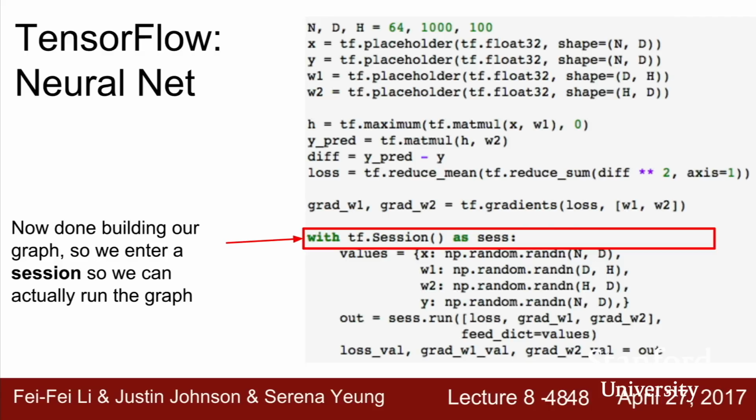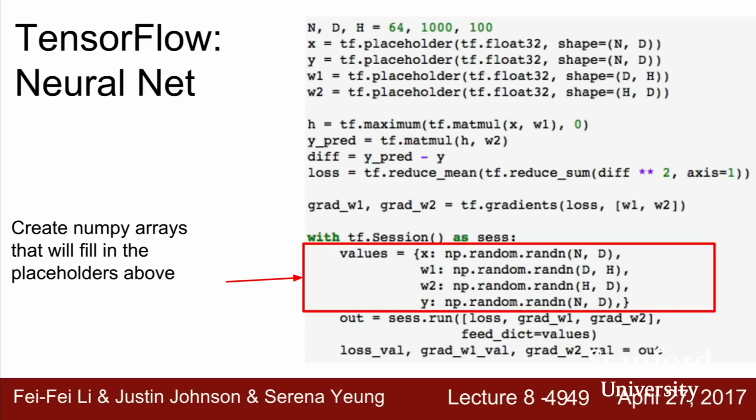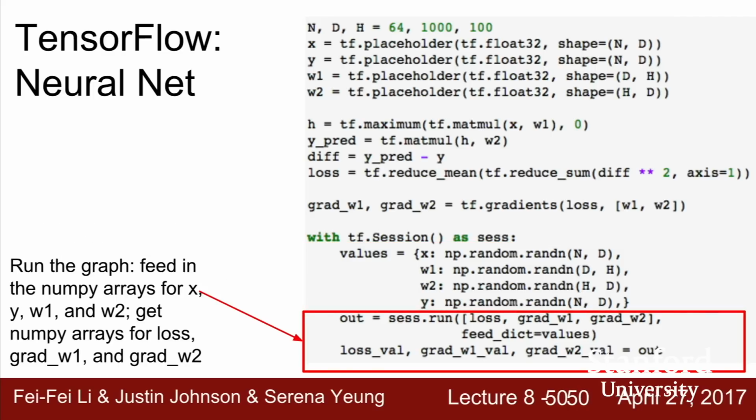So now at this point, we've built our computational graph. We have this big graph data structure in memory that knows what operations we want to perform to compute the loss and gradients. And now we enter a TensorFlow session to actually run this graph and feed it with data. Once we've entered the session, we need to construct some concrete values that will be fed to the graph. TensorFlow just expects to receive data from Numpy arrays in most cases. So here we're creating concrete actual values for x, y, w1, and w2 using Numpy, and then storing these in a dictionary.